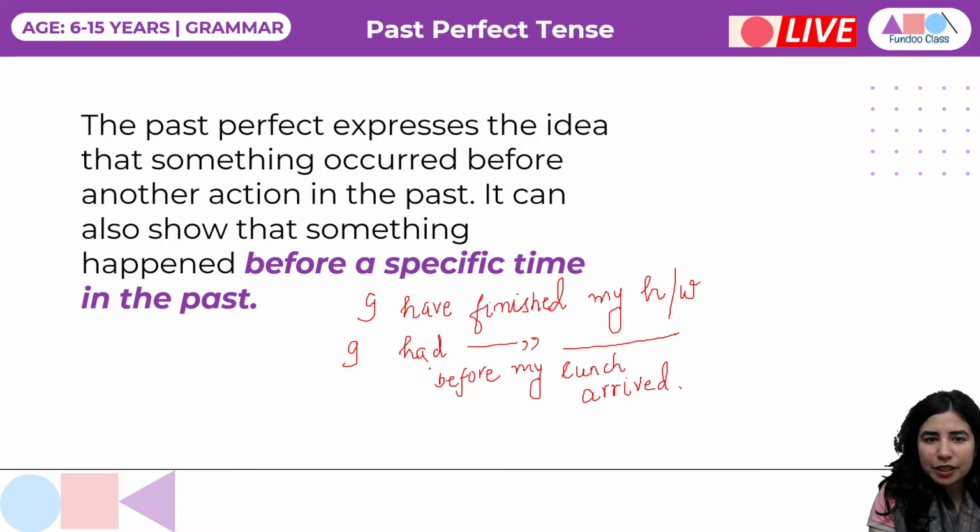We are mentioning that the completion of action happened before a specific time in the past. However, in present perfect, we don't have this criteria. So this is where the usage difference occurs, right? So you can quickly pen it down so that you are clear when we talk about present perfect and when do we talk about past perfect. Quickly pen it down and let's proceed further.